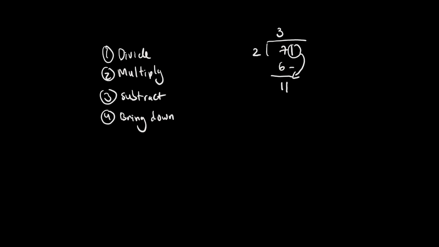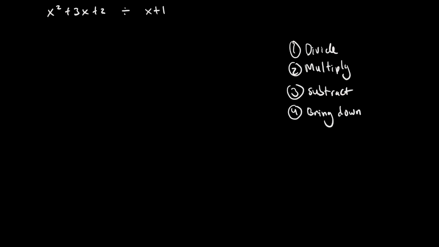Then 11 divided by 2 is going to be 5. Because again, that is the value that would produce 11 without overshooting it. So 5 times 2 is going to be 10. And then we subtract 11 by 10, and that would produce the 1. And 1 is less than 2, so we're on the remainder stage. So that means that the final answer here is going to be 35 plus 1 divided by 2, or 35 and a half.